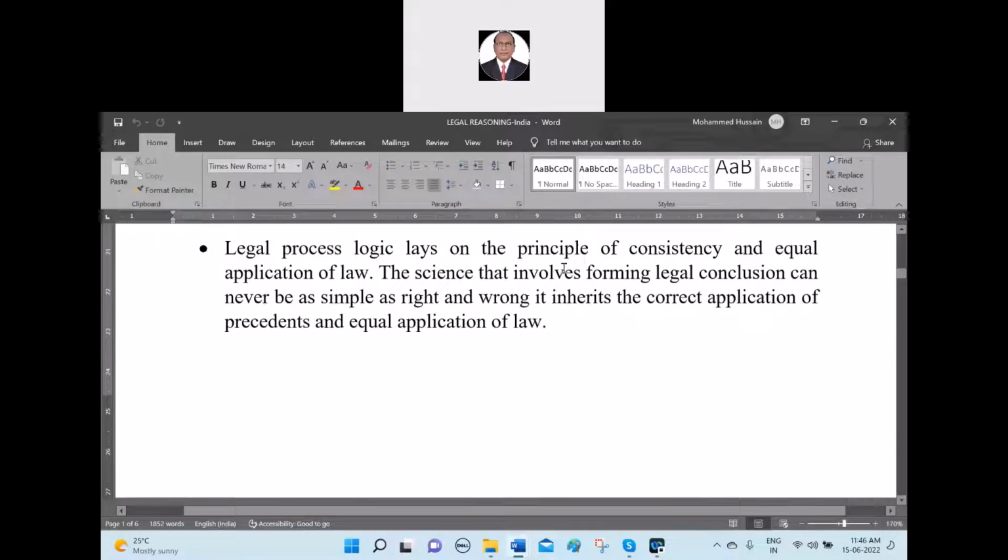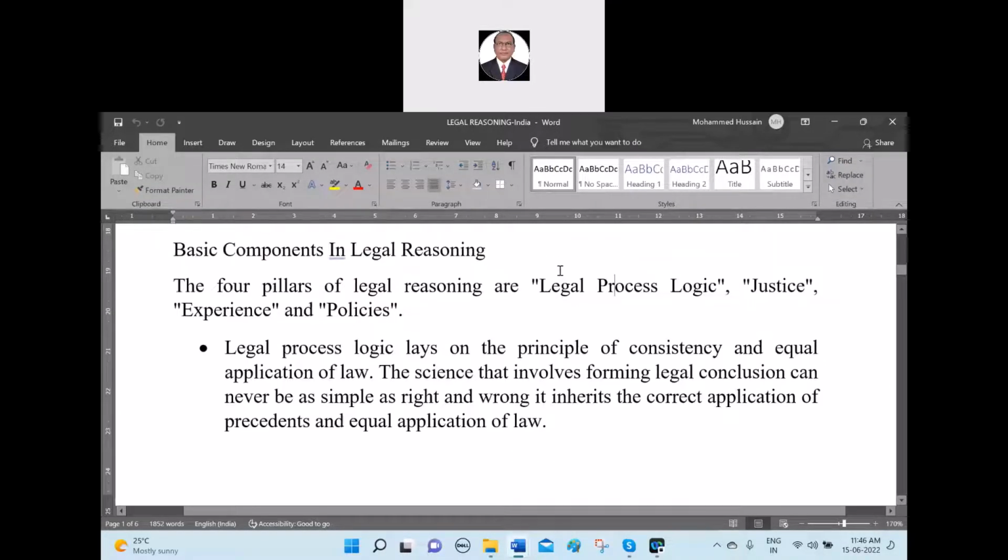So next comes the logic. The process of logic lays down the principle of consistency and equal application of law. How would a logic be there? I told you that a logic is there. You cannot arrest a woman with a male policeman. You can arrest a woman with a woman police. It's a logic.